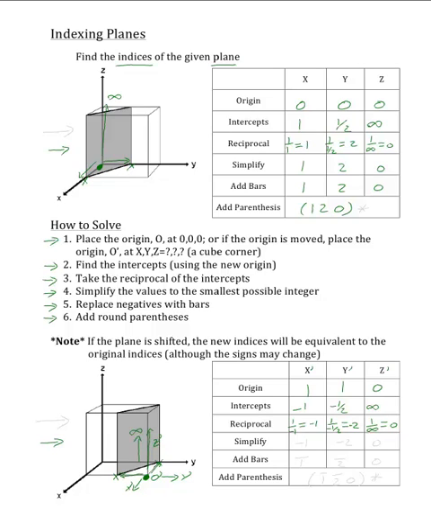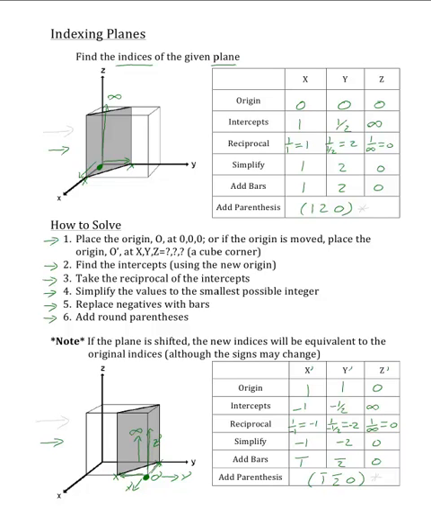And our next step is to simplify these numbers to their smallest possible integers. As you can see, -1, -2, and 0 are already at their smallest possible integer values, so they will remain the same. Now the next step is to replace the negative signs with bars. So -1 will become bar 1, -2 will become bar 2, and 0 will remain as 0. Now our final step is to add the parentheses. So our final answer will be open parentheses, bar 1, bar 2, 0, close parentheses.